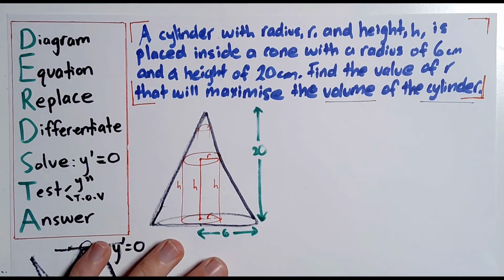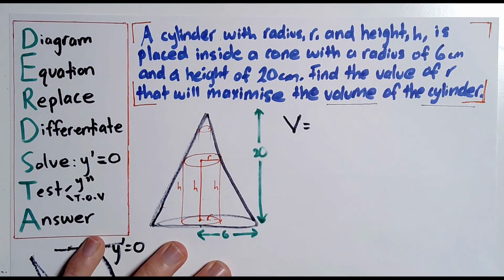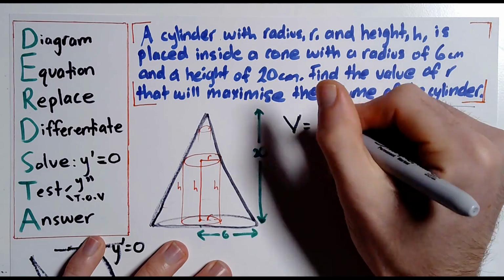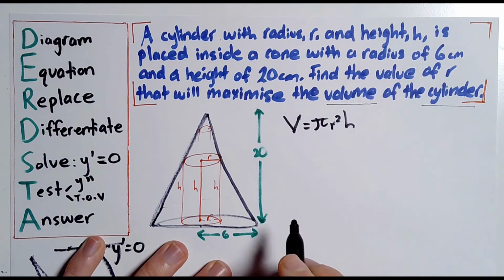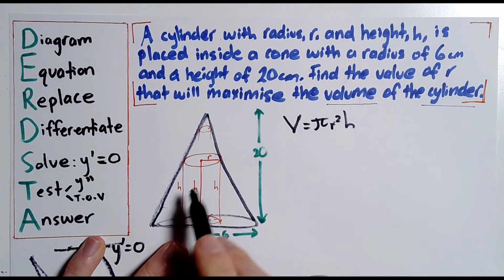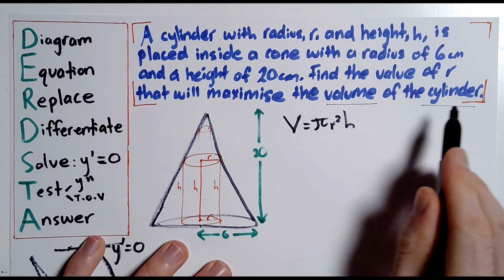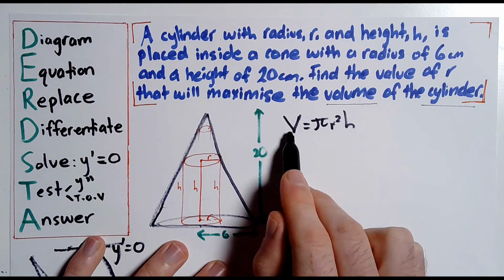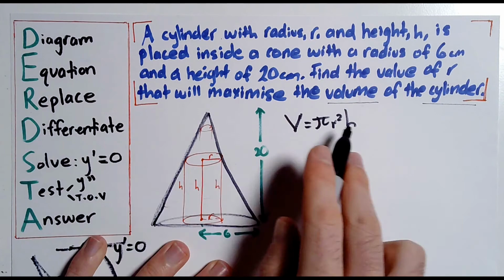So what is the volume of a cylinder? Well, hopefully you just know this, or you can use a formula sheet, but I would definitely memorize the basic shapes and the volumes and surface areas of those shapes. V equals pi r squared times h. Okay, so it's pi r squared h is the volume of a cylinder, not a cone. I don't need the volume of a cone here. So I'm trying to maximize the volume of a cylinder. So that's the equation that you want to write down. Okay, so we've now done that equation.